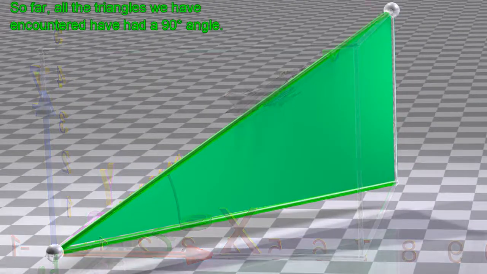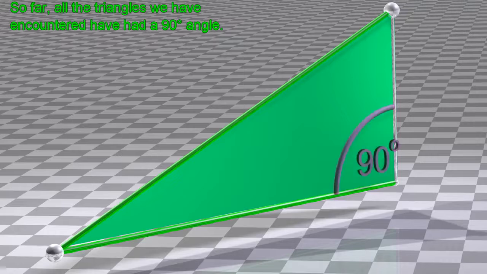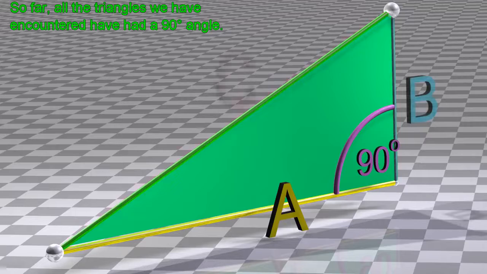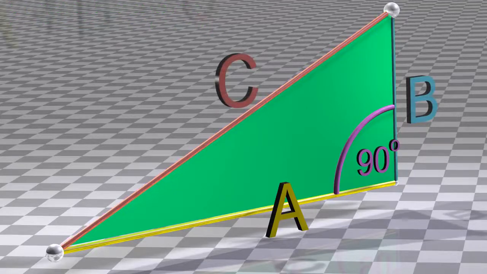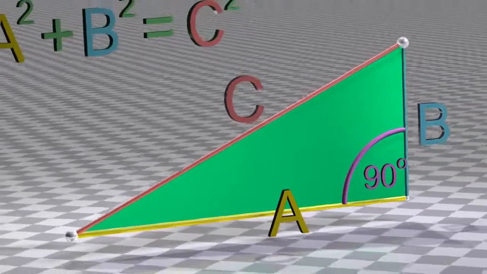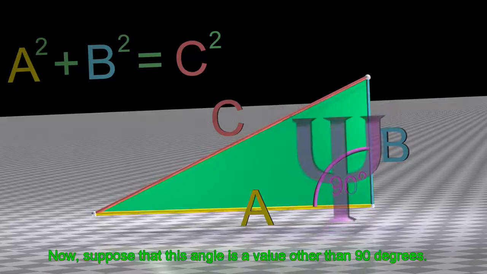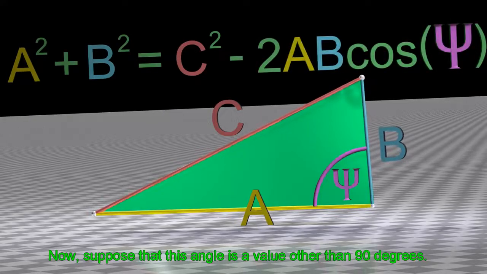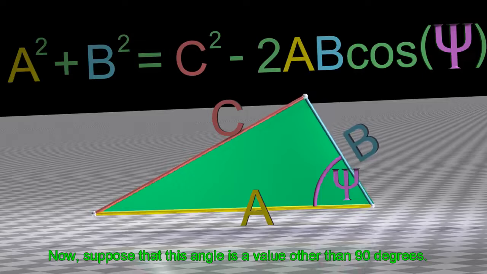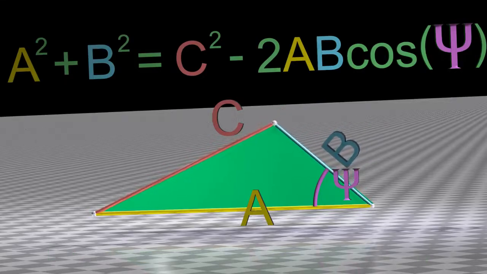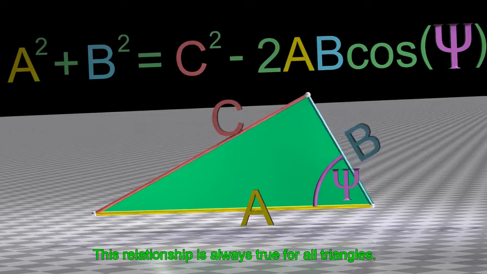So far, all the triangles we have encountered have had a 90-degree angle. Now, suppose that this angle is a value other than 90 degrees. This relationship is always true for all triangles.